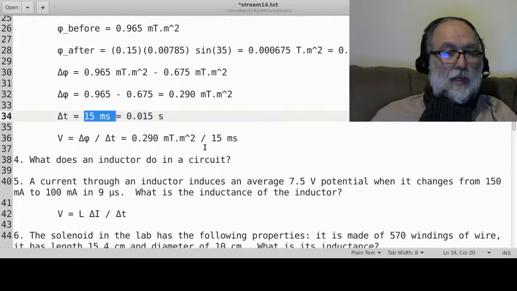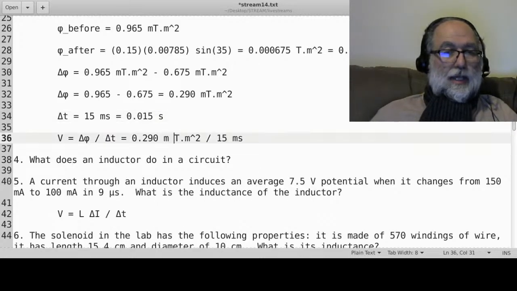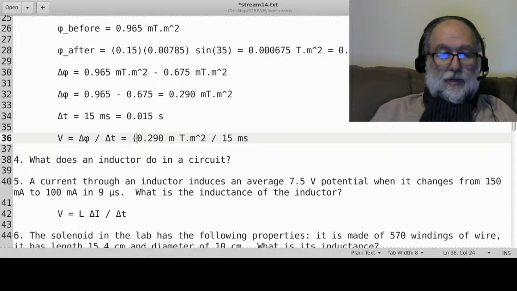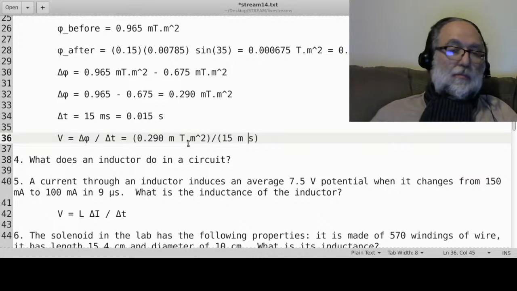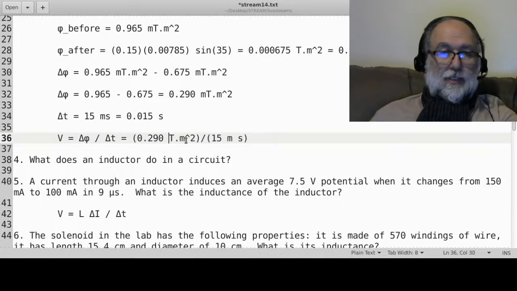Okay, and I'll show you why. Because, see that milli right there? I'm going to put some brackets around this. It's a little easier to read. Okay. And put some brackets around this. All right. Okay. So you see that milli there and that milli there? The two millis cancel because both of them are 10 to the minus 3. So that's going to cancel this one like that.